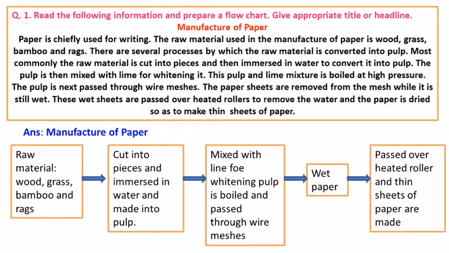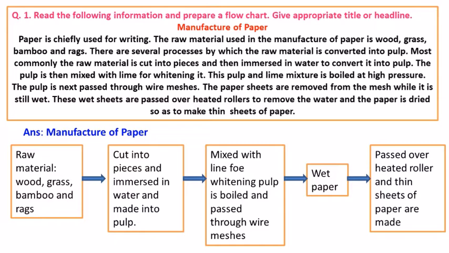Manufacture of paper. Paper is chiefly used for writing. The raw materials used in the manufacturing of paper are wood, grass, bamboo, and rice. There are several processes by which the raw material is converted into pulp. Most commonly, the raw material is cut into pieces and then immersed in water to convert it into pulp. The pulp is then mixed with lime for whitening it. This pulp and lime mixture is boiled at high pressure.